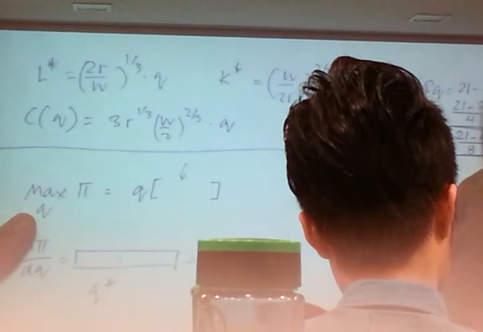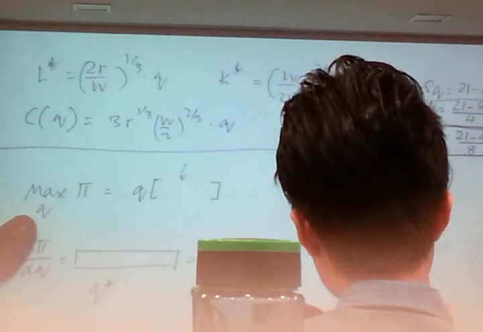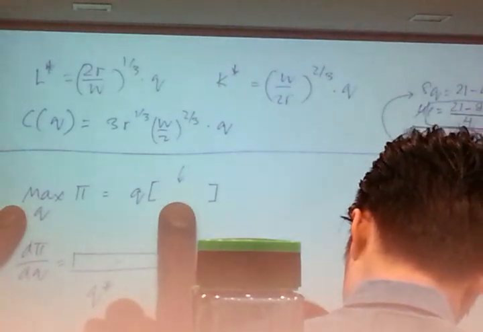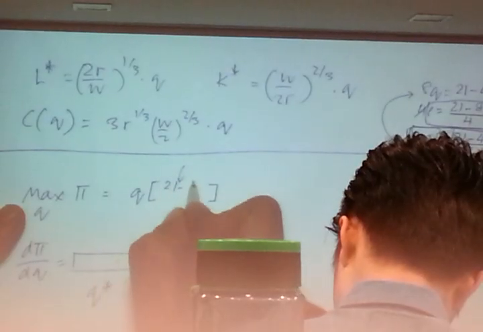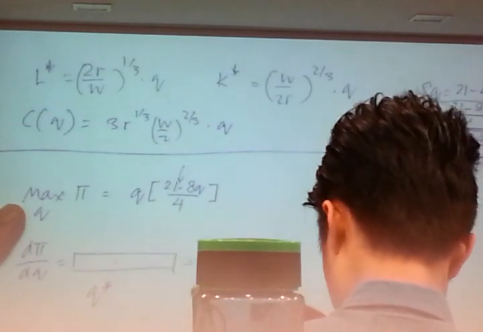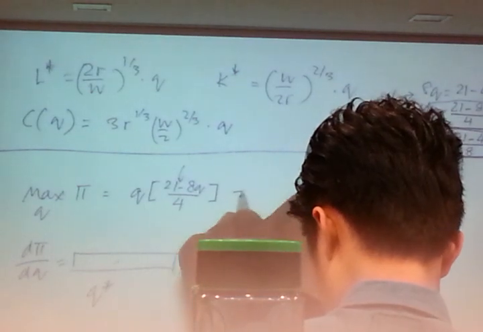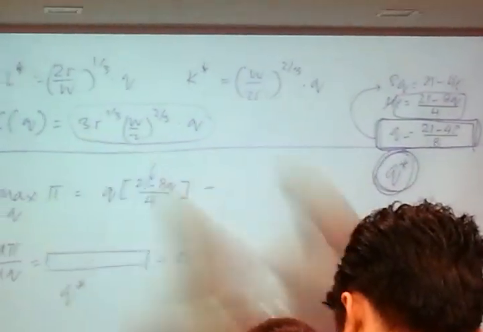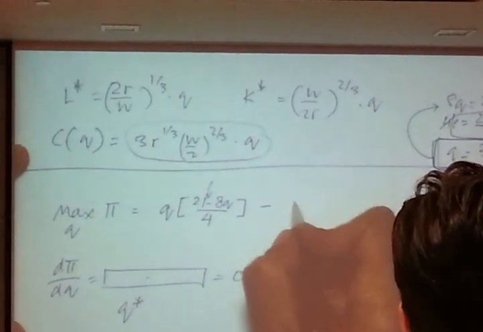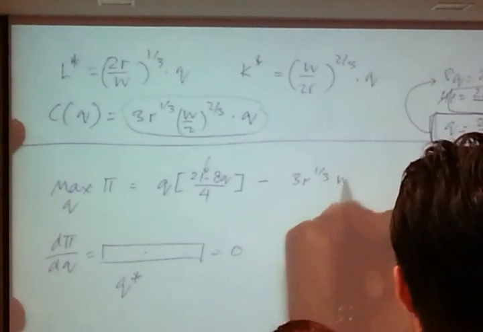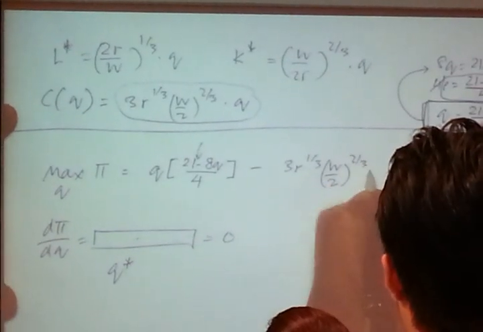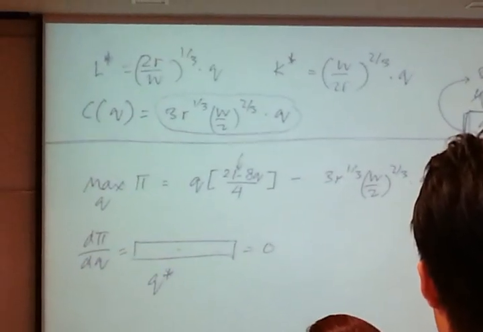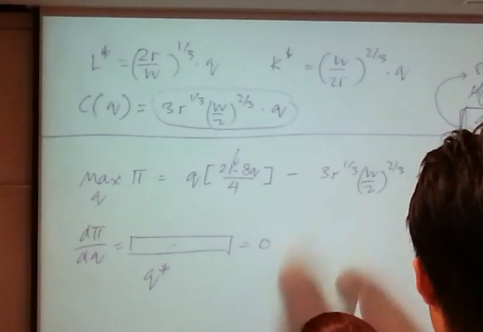This is called the inverse demand function. And whenever you are calculating revenue, you need an inverse demand function. So let me put that down: P equals (21 minus 8Q) over 4. This is my revenue minus my cost. Here is the cool part. I have already calculated my cost function: 3R to the power 1/3, W over 2 to the power 2/3. Nice. Okay, this is my cost function.